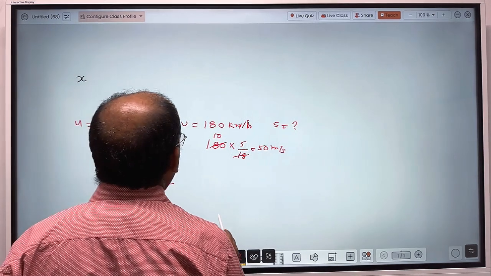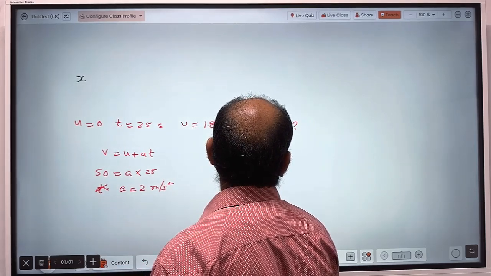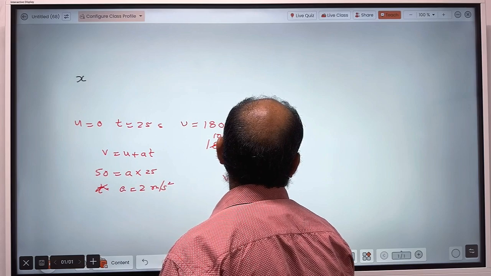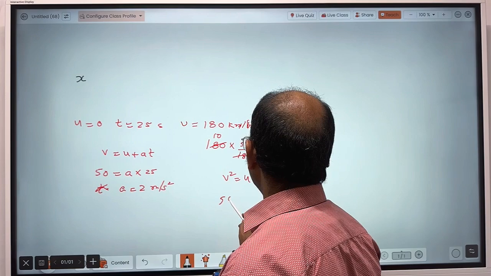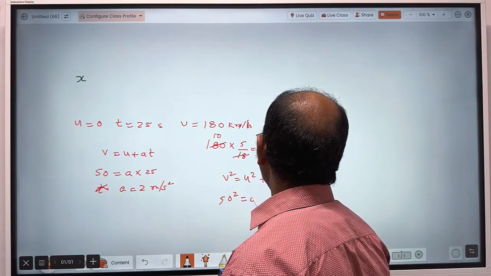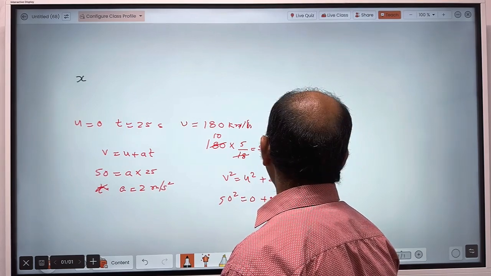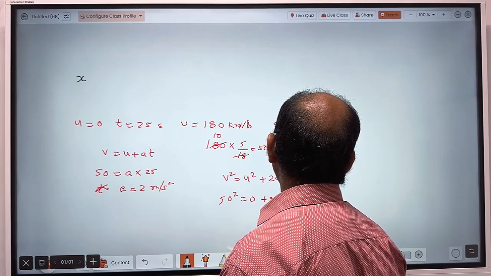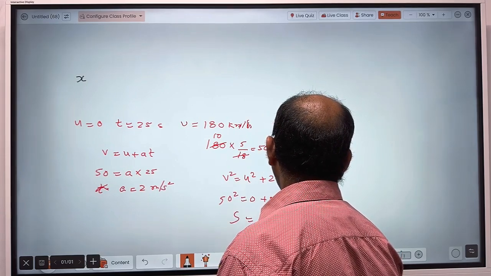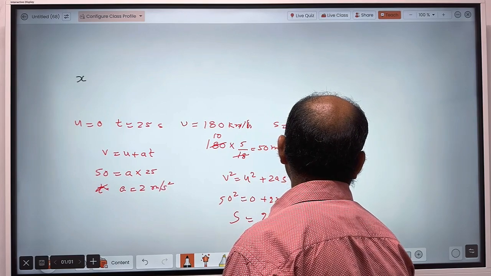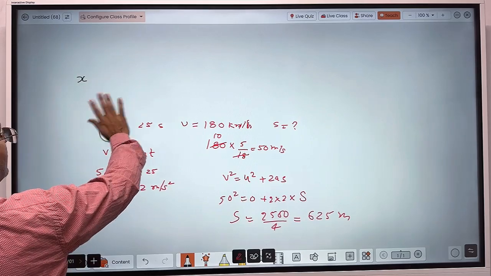Now in order to find distance, we have many options. Either we can apply v square equal to u square plus 2as, or s equal to ut plus half at square. So velocity square, velocity is 50, so 50 square equal to u is 0, so leave it here as it is, and 2a, a we have got as 2, into s. So s will be equal to 2500 divided by 4. This gives 625 meter. I think you have understood. Take another question.